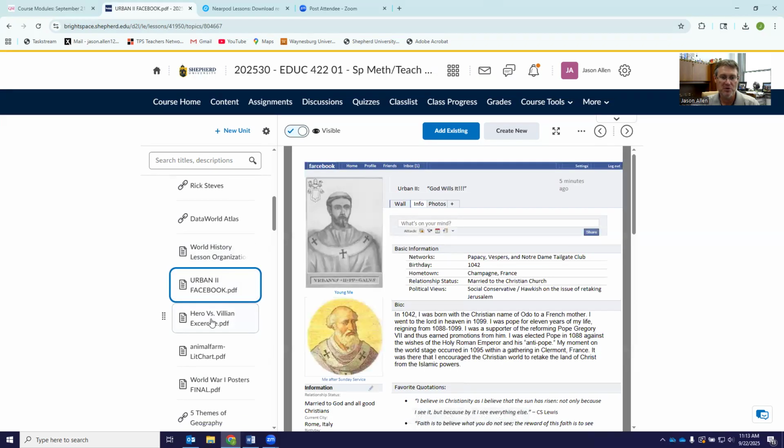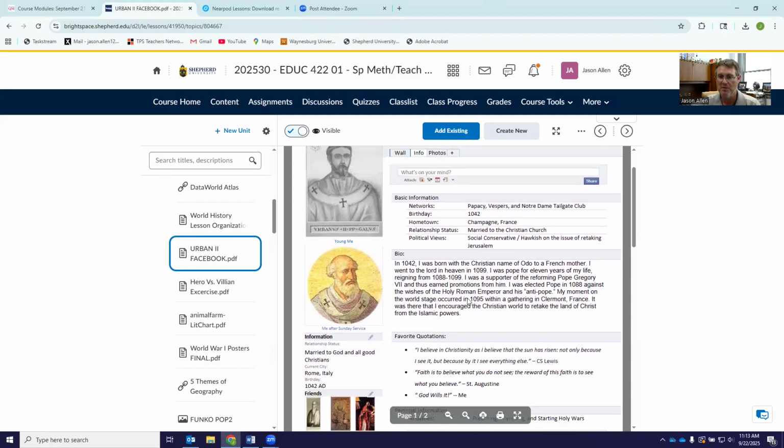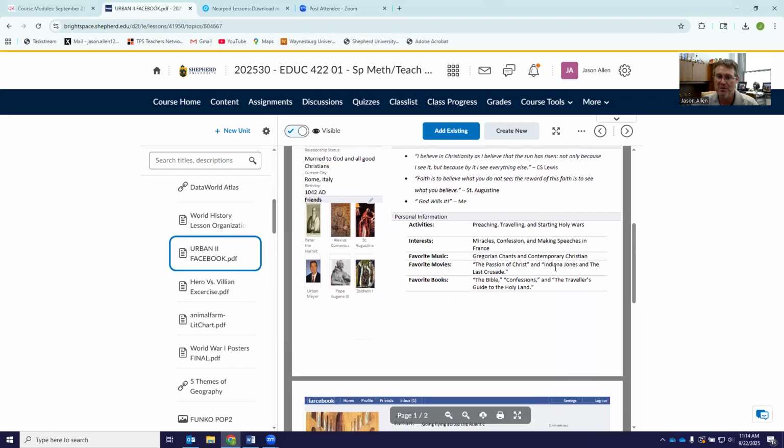Also, here are some examples of fake books that I did. I'm on a little bit of a crusade kick, but Urban II, the Pope at the time, I did a little Facebook thing example: his networks, papacy, Vespers, the Notre Dame Tailgate Club. You can get into political views. I have my students complete these on historical figures sometimes.